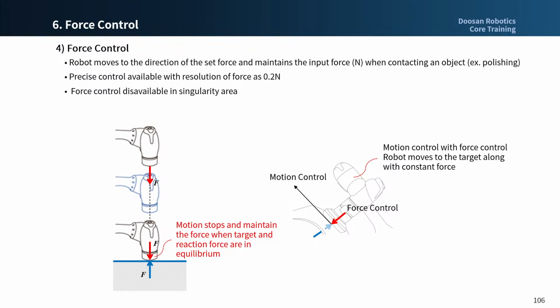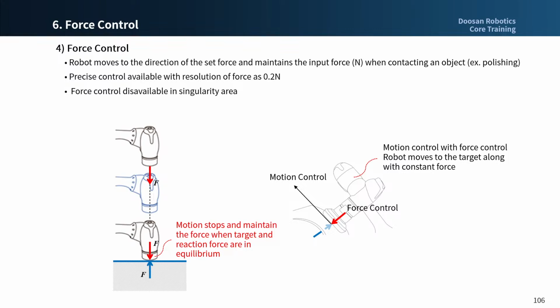So we recommend to move the robot as close as possible to the target point, then use force control. And the minimum setting value is 10 Newton. It is also possible to control motion toward different directions while pressing a certain force, so that you can use it in the collision motion application zone. And in the singularity area, force control is not available because torque cannot be monitored in the singularity area.